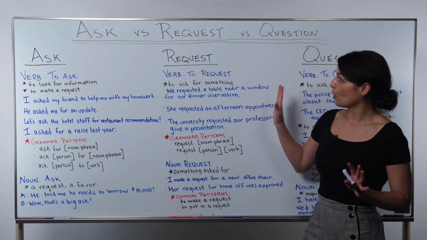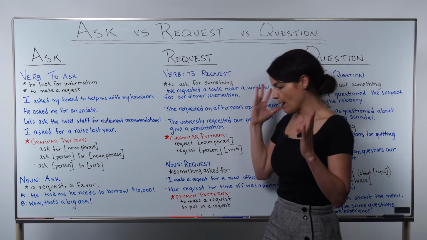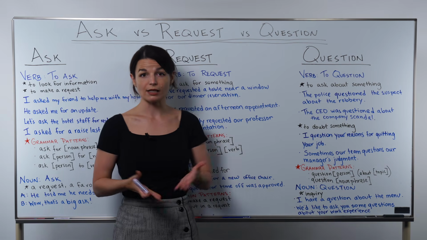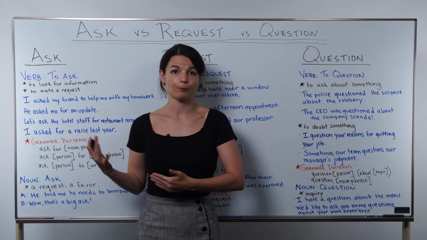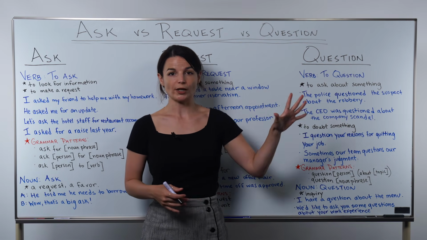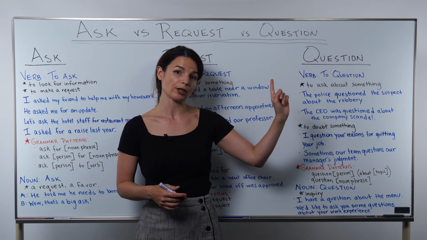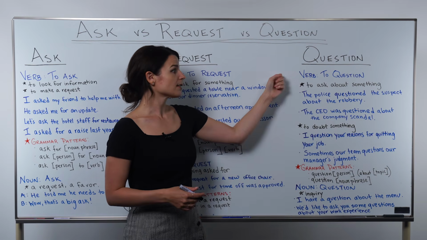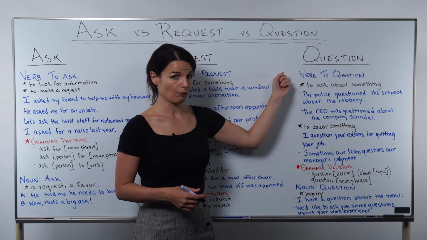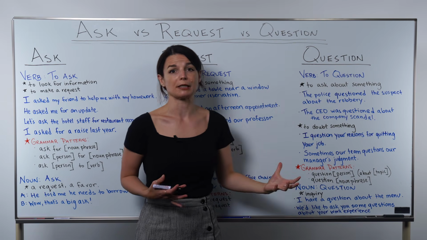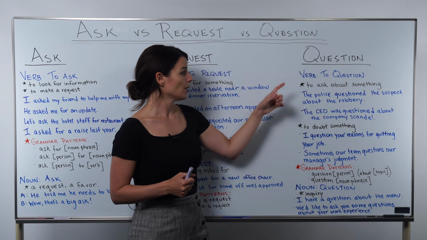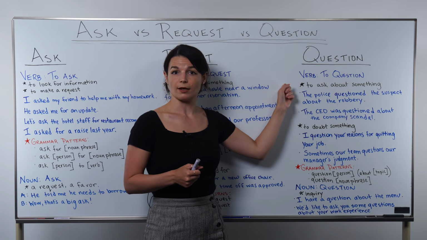Okay, great. So with ask and request in our minds, let's move on to the third word for this lesson, which is quite different from the first two. So the last word is question. We can use question as a verb and as a noun. I want to start by talking about the verb form because it has some very different meanings from the ones we've talked about so far in this lesson. There are two I want to focus on today.